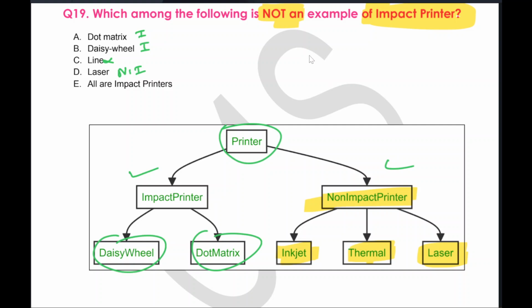The paper is printed through these three technologies. In inkjet, ink is sprayed at very high speed onto the pages, and the printing is done through this process. Then we have thermal, which uses heat, and then we have laser. So laser is non-impact, that is, it is not an impact printer.